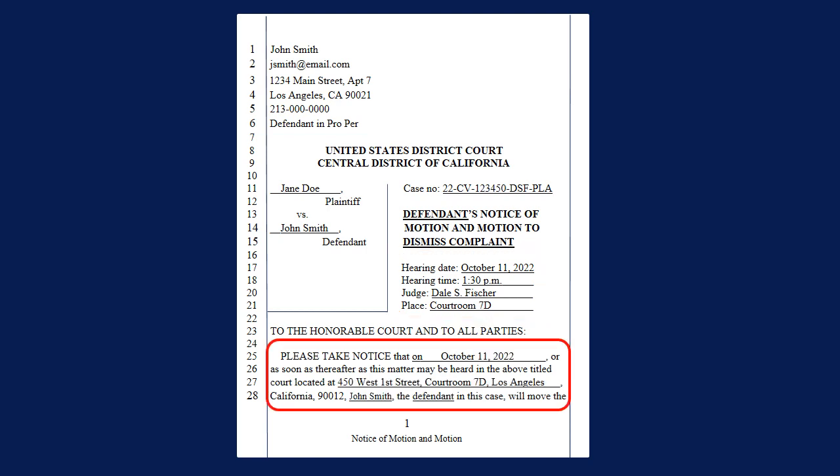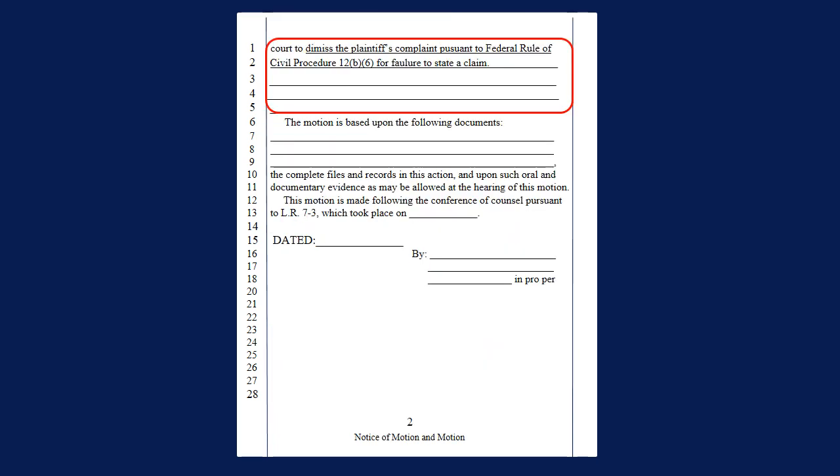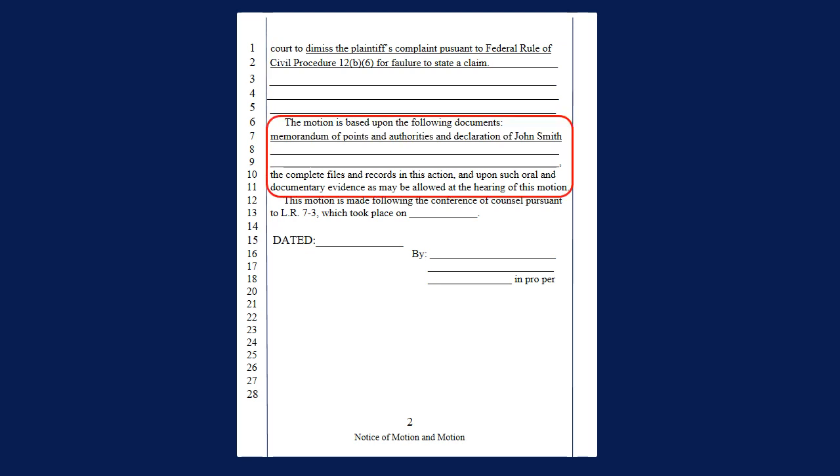In this paragraph, you will again state the date and time for your hearing along with the judge assigned to your case and their courtroom. Next, tell the court briefly what your motion is about. In this paragraph, list the documents you will be filing in support of your motion, including the memorandum of points and authorities and any declarations you intend to file with your motion.